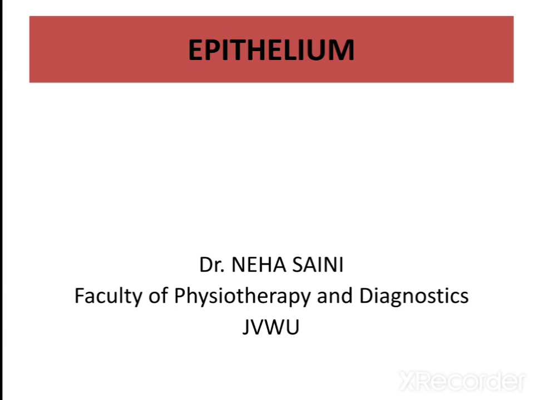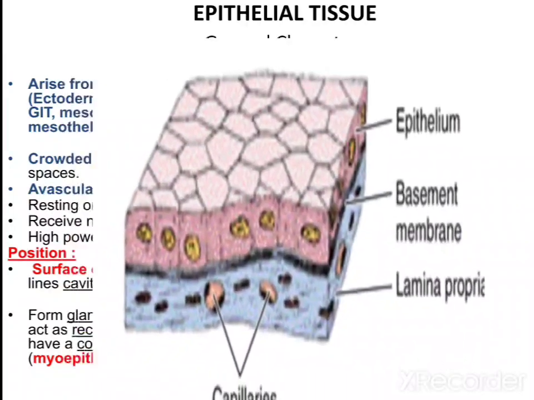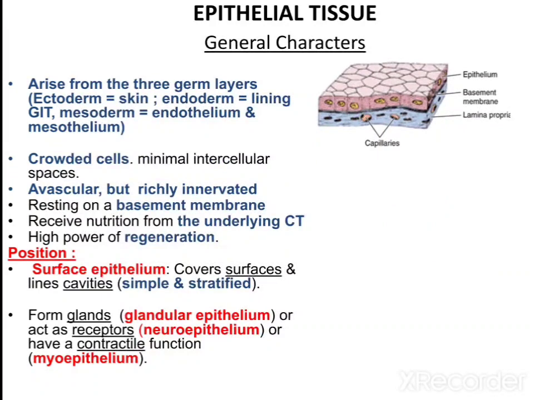Here I am going to tell you about the anatomy of the epithelium, the histology of the epithelium. Epithelium arises from the three germ layers, that is ectoderm, endoderm and the mesoderm. It is a crowd of cells which are avascular and richly innervated. These cells lie on the basement membrane as shown in the figure. There is a basement membrane lining and covering the epithelium.